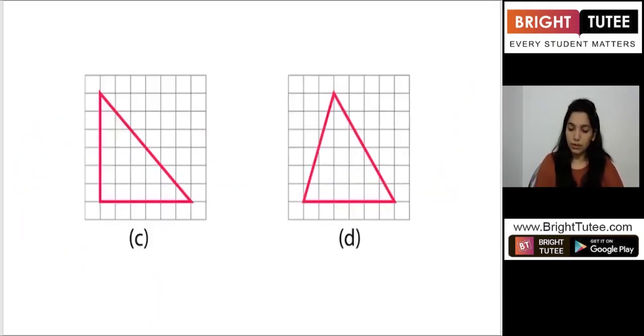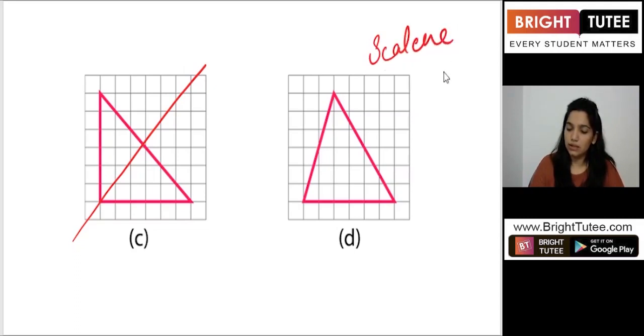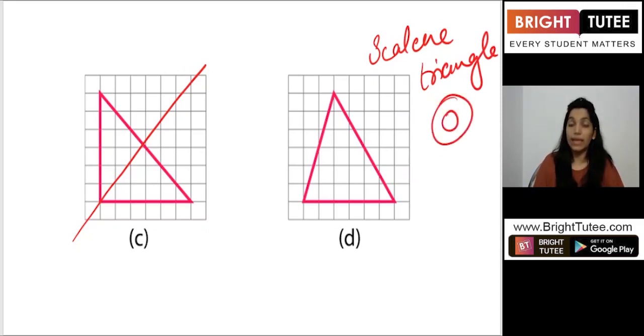Okay. Now here, this one that you see is again a right angle, and it is an isosceles triangle as well. Okay. So what we can do, we can draw 1 line of symmetry over here, right? So here again we have got 1 line of symmetry, and in the last one we can see this is a scalene triangle. So a scalene triangle has got 0 lines of symmetry. We cannot draw any line which can divide this triangle into 2 halves.